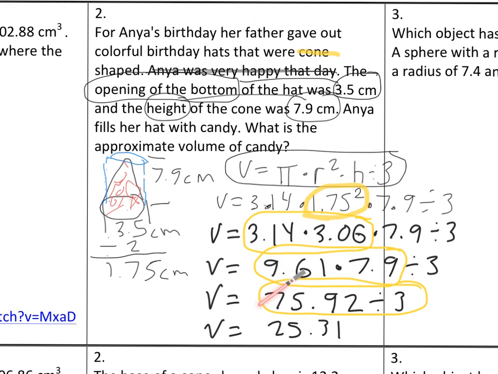Let's see if I can rotate it. Oh, there we go. Check that out. Now I go upside down. Okay, because that is 25.31 and that is the volume, we are talking about centimeters to the third power. So you need to add centimeters to the third power right there. So centimeters to the third power is our final volume of the birthday hat filled with candy.